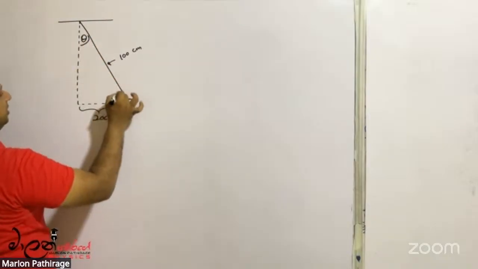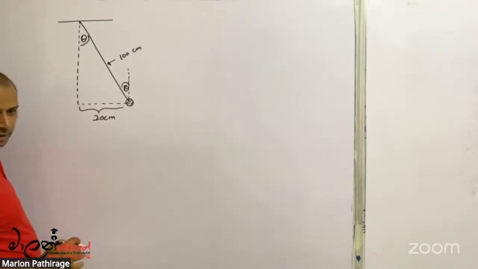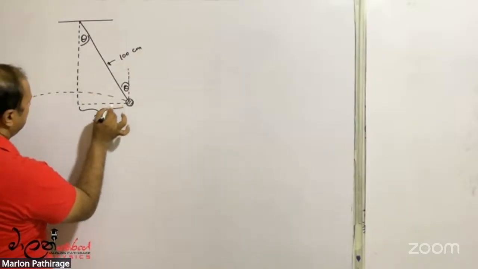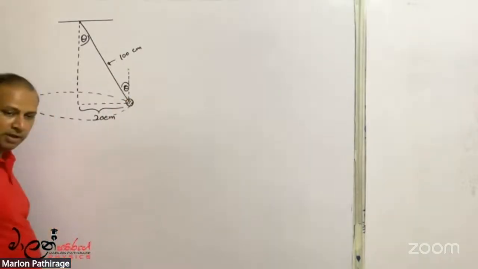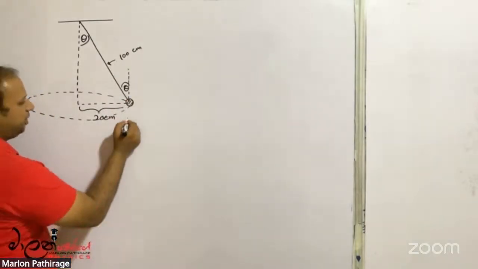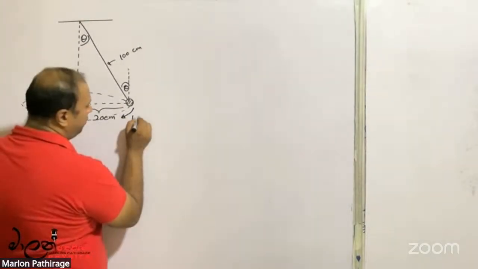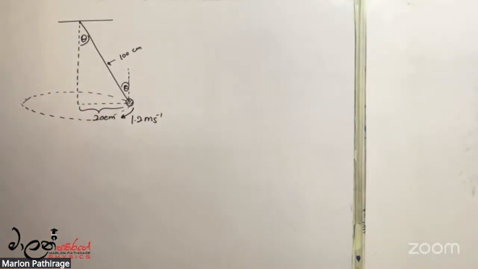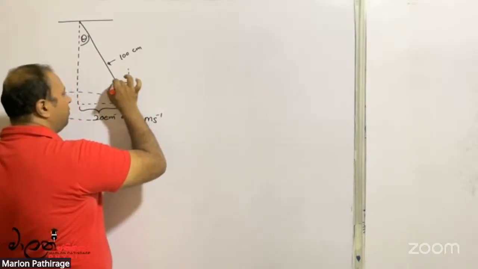Suppose this angle is theta, and this angle is also theta. Now this pendulum rotates in this kind of circular path at a speed of 1.2 m/s. You are asked to determine the tension force of the string.